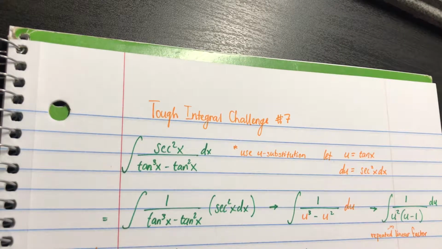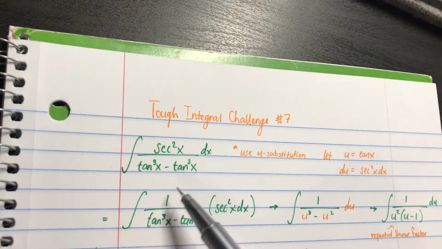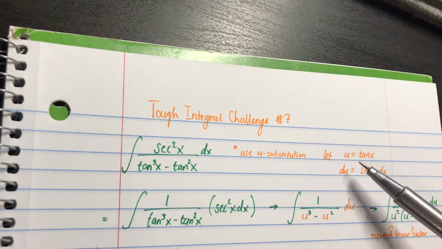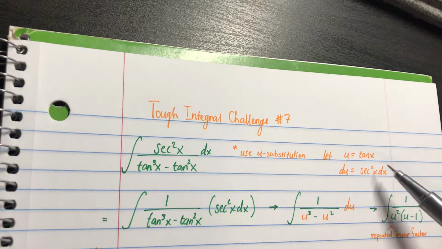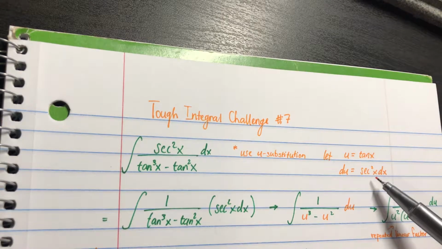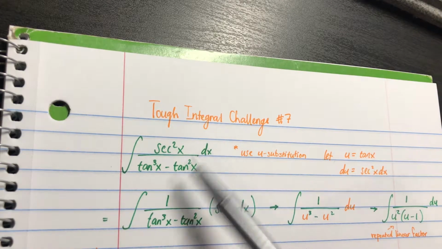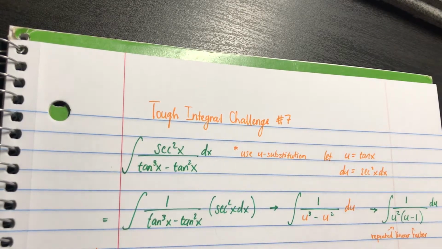Alrighty, so our next tough integral is going to be the integral of secant squared x over tan cubed x minus tan squared x dx. And our first step is going to be to use u substitution. Now, I'm going to let u equal tan x because we'll see how the derivative of tan x is equal to secant squared x dx, which fits in perfectly with our dx over here. Our entire numerator actually right here.